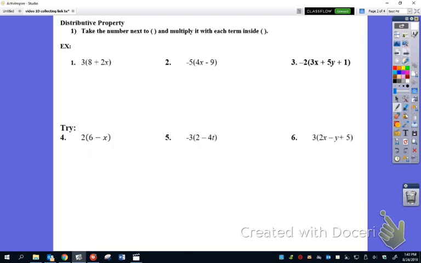On the distributive property, the very first thing that you're going to do is take the number next to parentheses and multiply it. So take the highlighter. The number next to parentheses, you're going to multiply.